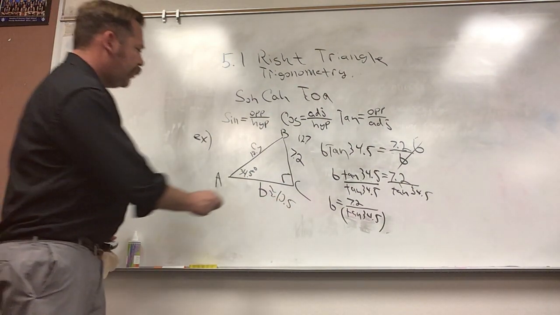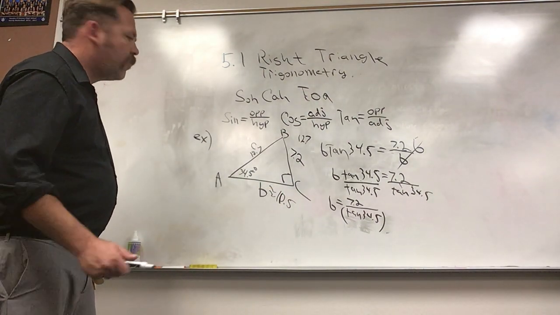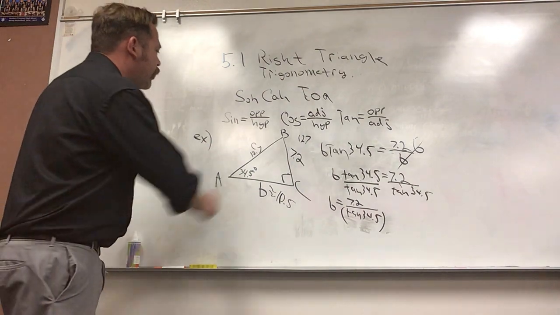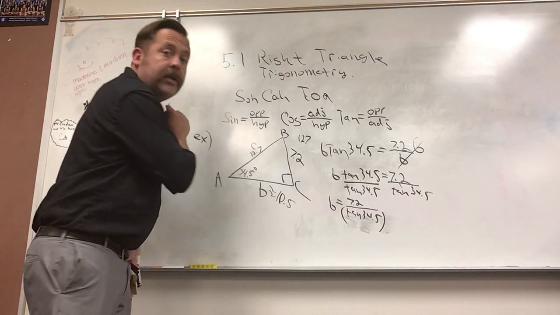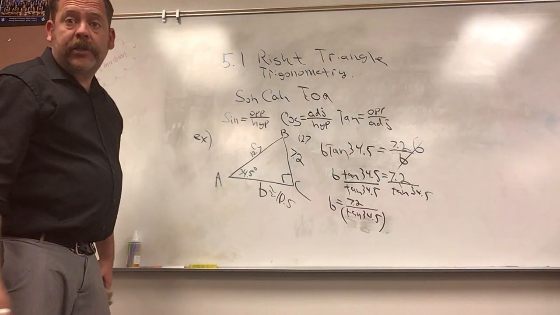So one thing you can do is check for reasonableness. With a right triangle, you always need to make sure that your hypotenuse is the longest side, which it is, that's good. And your legs are shorter. I'm gonna give you another thing to check it with.